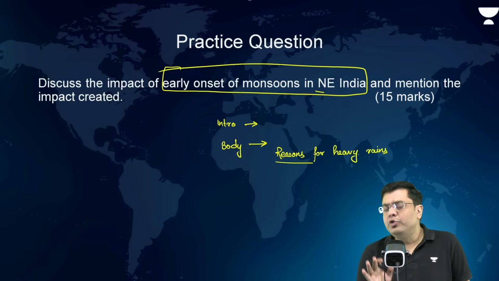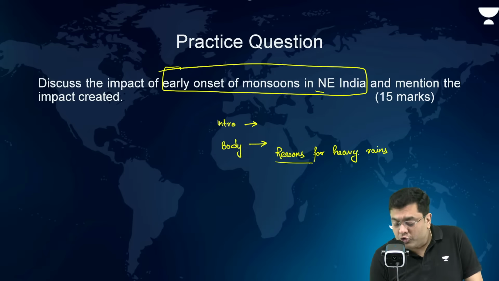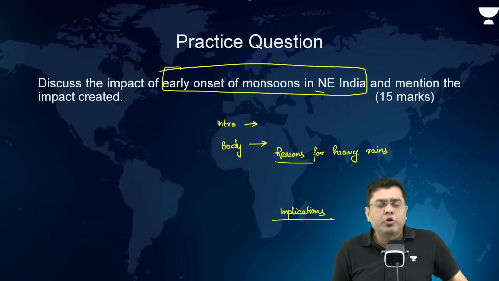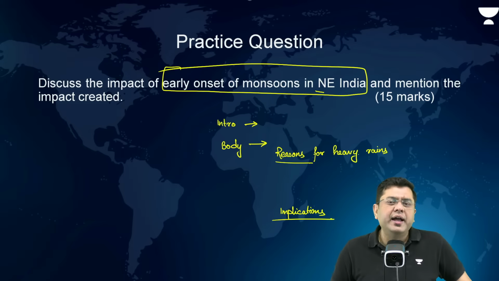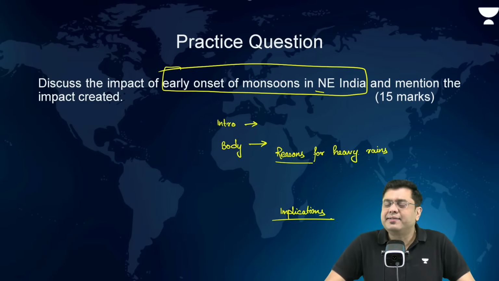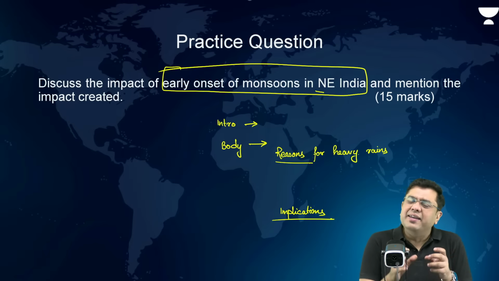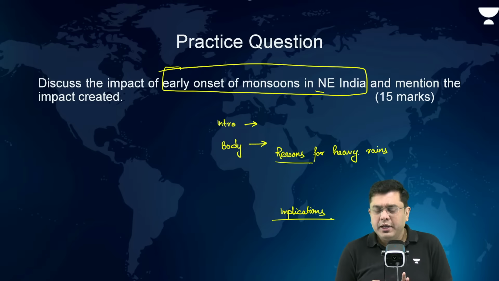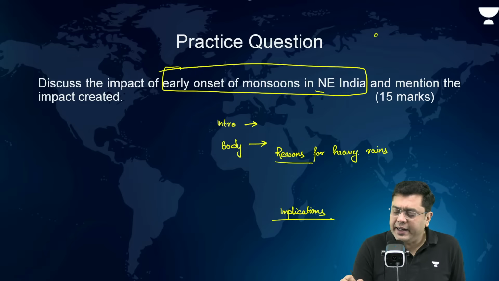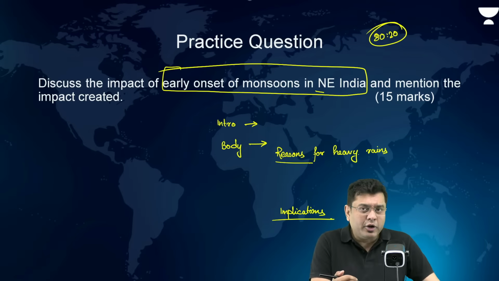After that, once you have mentioned the reasons, then you talk about the implications. Implications, crop destruction, flood, avalanches, landslides, everything you mentioned there. Now, it is a 15 marker question. UPSC has given you some amount of freedom. So this is where you follow the 80:20 rule or 70:30 depending upon the demand of the question.